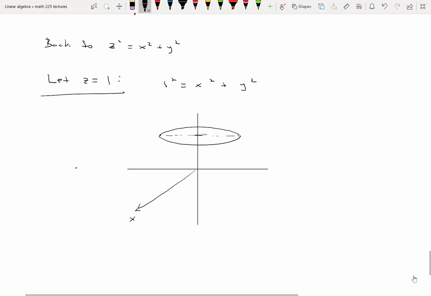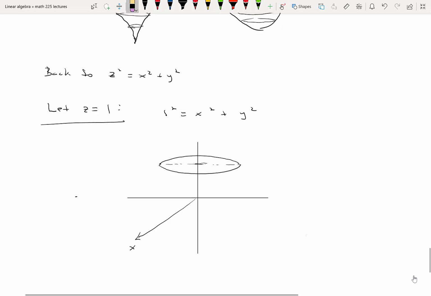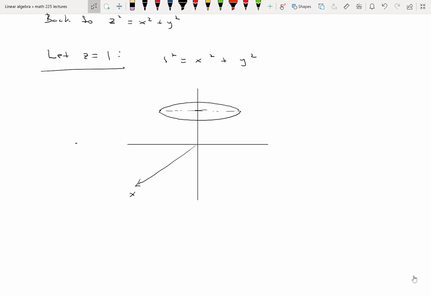I notice that in this equation z is squared. It's the ugliest looking arrow I've drawn today. Okay, look at the original equation. Z is squared. If I were to let z equal -1, I would get the same trace. So let's try that. I also get -1 squared equals x squared plus y squared, which is still x squared plus y squared equals 1, which is still a circle.